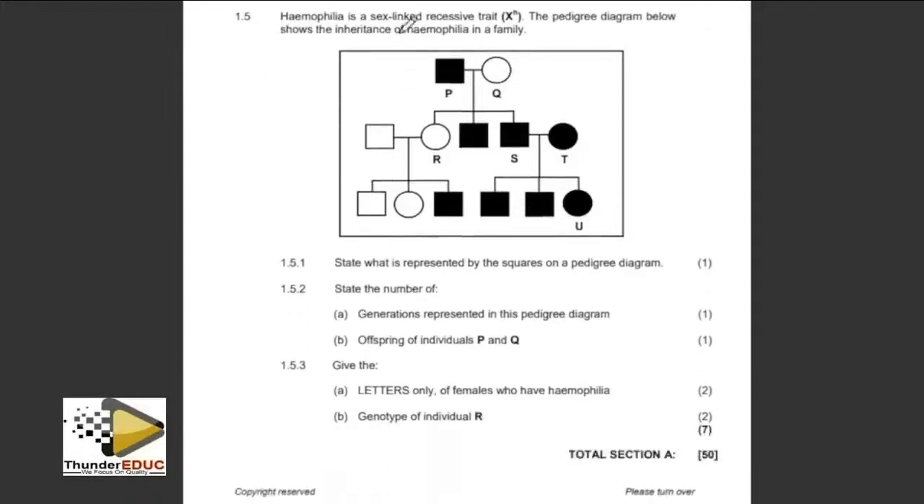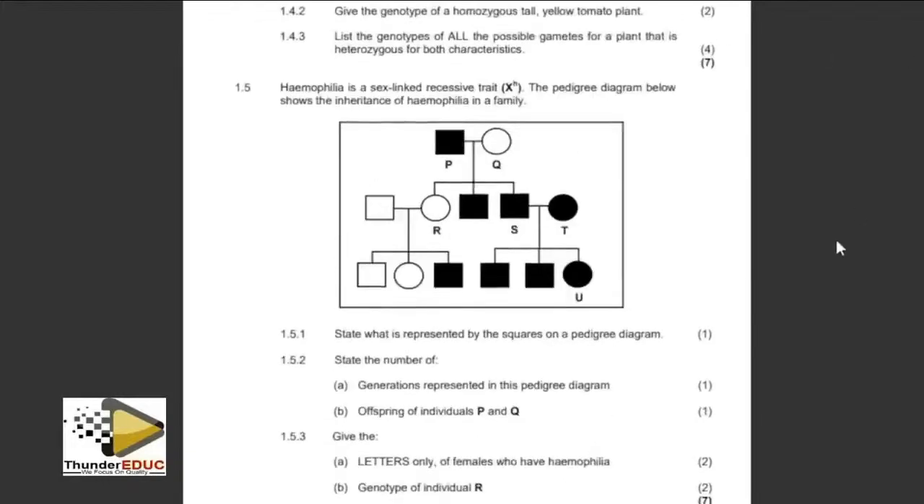They are saying hemophilia is a sex-linked trait, and that statement is enough. Meaning that if it is a sex-linked trait, it means you are going to use X and Y. Please, if they don't say it is sex-linked in the exam, don't use X and Y. You're going to get it wrong. Don't use X and Y if it is not mentioned in the question.